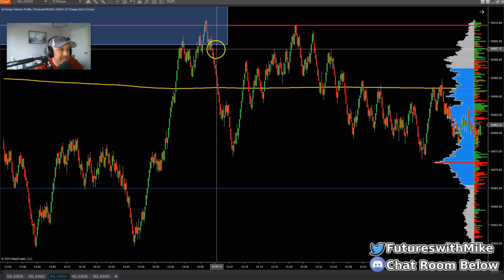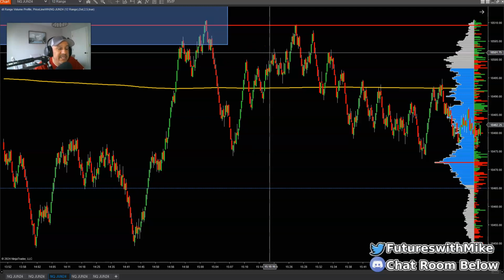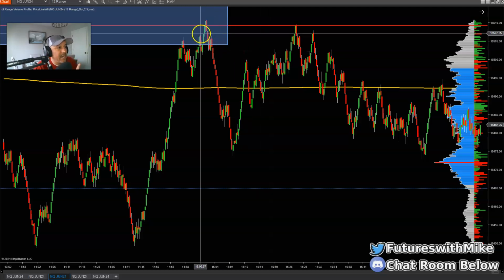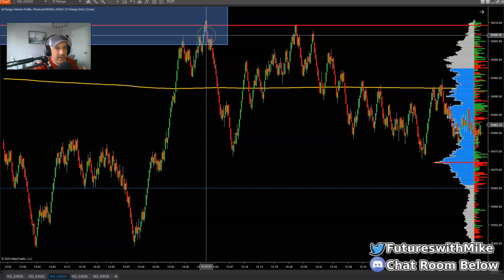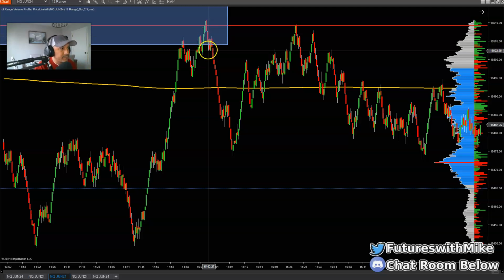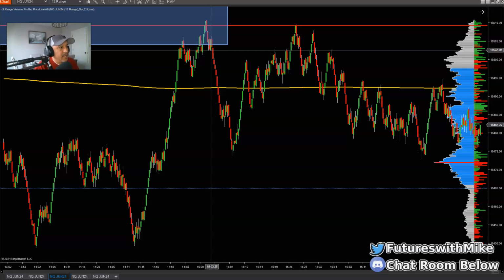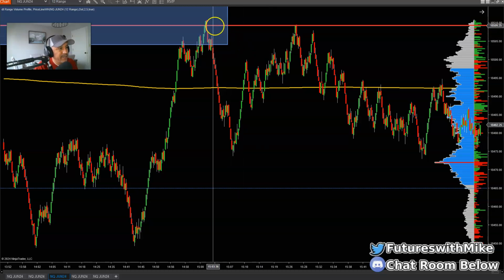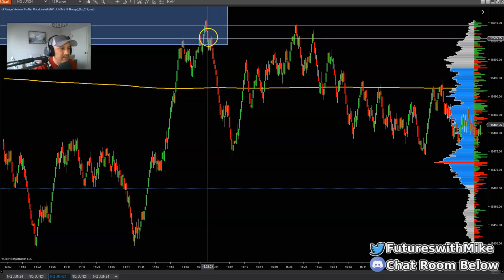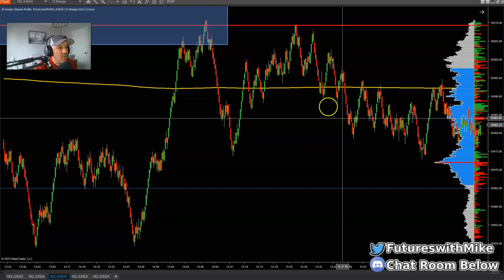I'm not saying it can't reject here, which it did, but look, these are areas. If you see an area that has not been tested, where there is a gap, you have to think logically speaking: will they test this area and reject, or is there a higher probability that they'll also test this area? Sometimes they will just test this area here and move away from the zone.